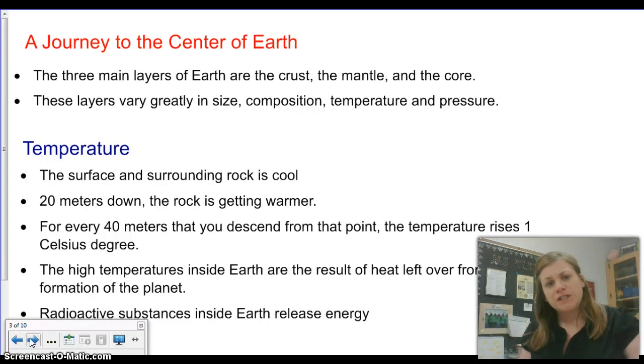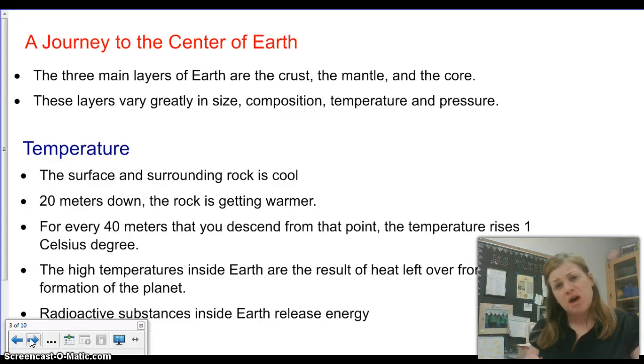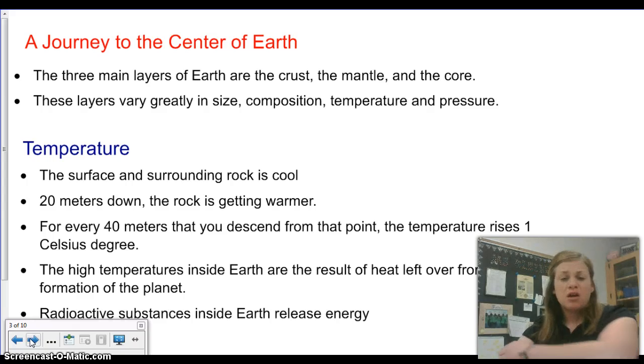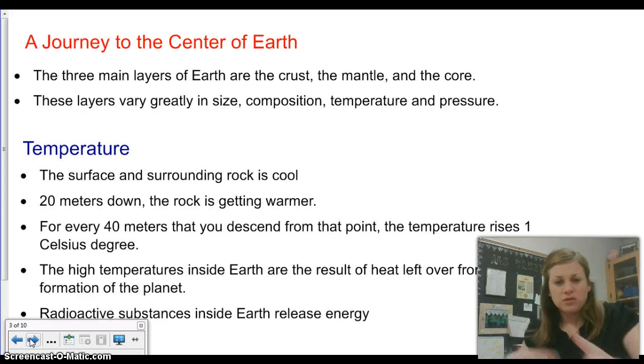So let's take our journey to the center of Earth. Three main layers are the crust, the mantle, and the core, but we're going to break those down into some more specific layers. You need to understand that the crust, the mantle, and the core actually have multiple layers here. These layers vary greatly in size, composition, temperature, and pressure. So they're all different, and they all are unique for their own special things.